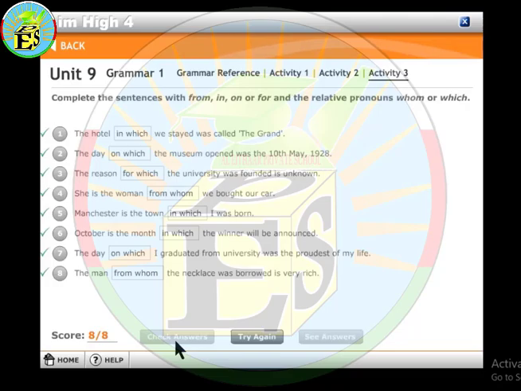Before I leave you, I want you to go to your student book, page 79. It will be grammar, object relative clauses. You have some activities you have to do. It's better for you to do these exercises to check your information.